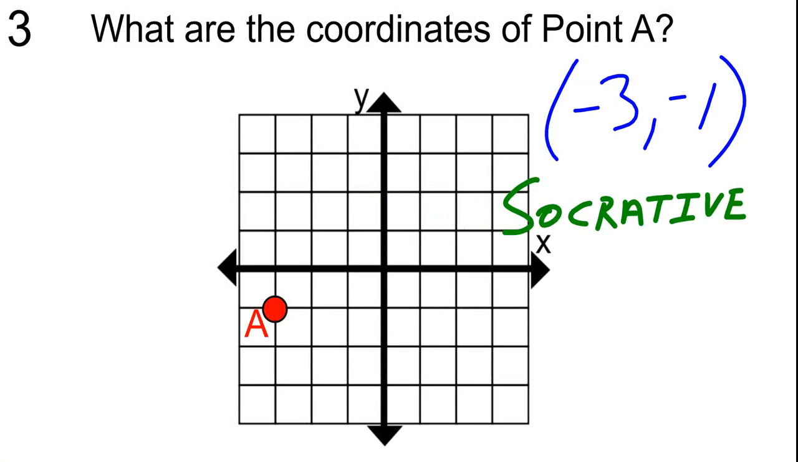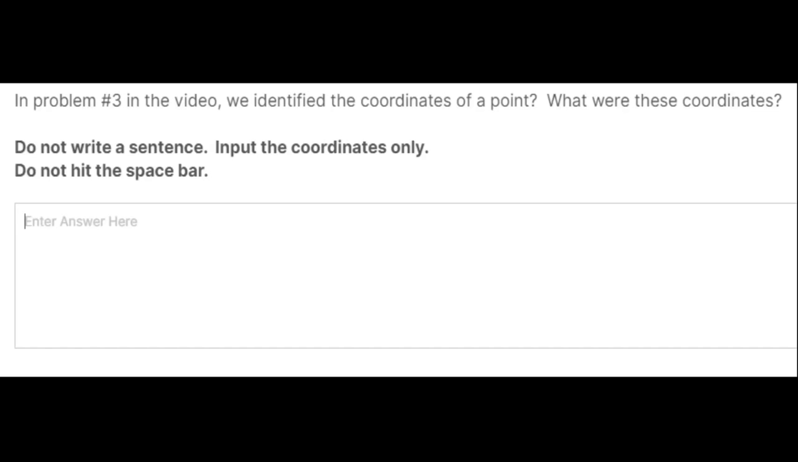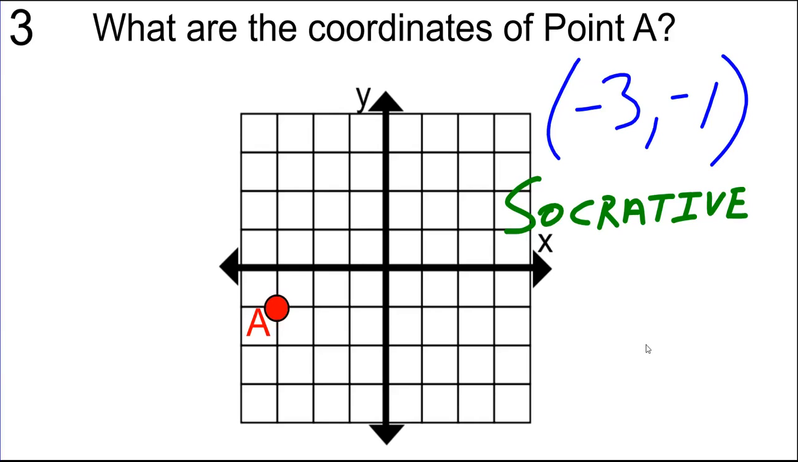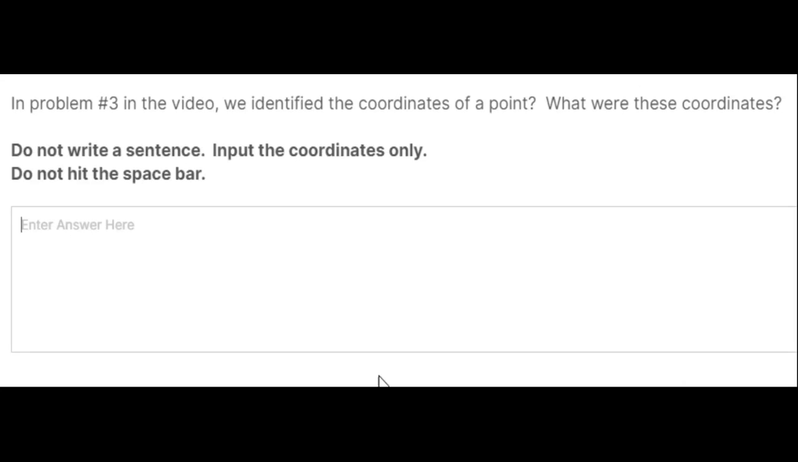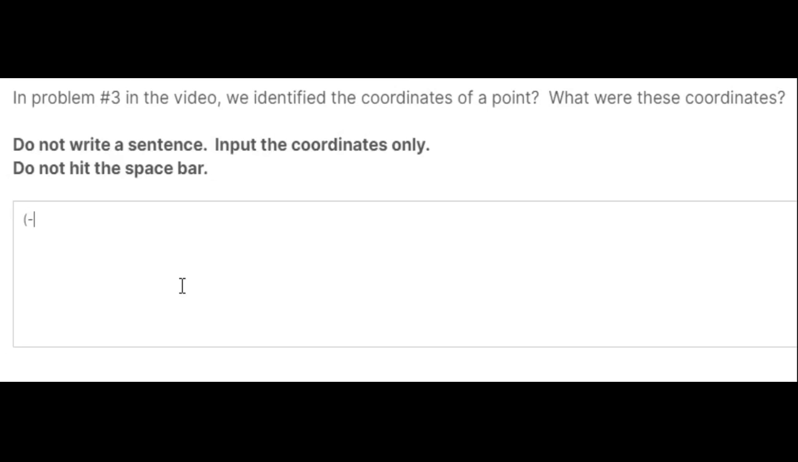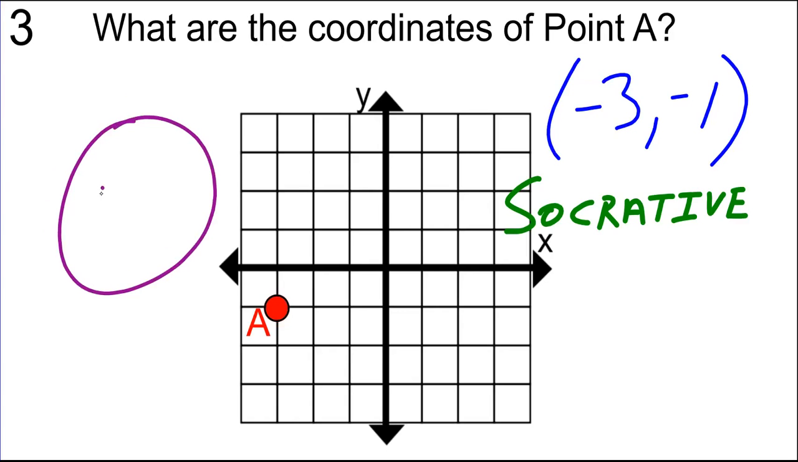Let's head over to Socrative and make sure we type this in correctly. Here we are at Socrative where it says in problem number 3 in the video, we identified the coordinates of a point. What were these coordinates? The coordinates of point A are (-3, -1), but make sure you follow these directions. Do not write a sentence and input the coordinates only. Also, do not hit the space bar. So we type open parentheses -3, comma, -1, close parentheses, no spaces please. Make sure you follow those directions at Socrative to get it right.